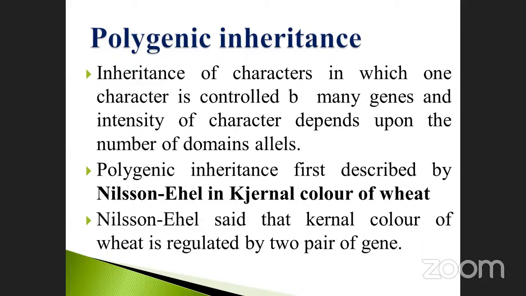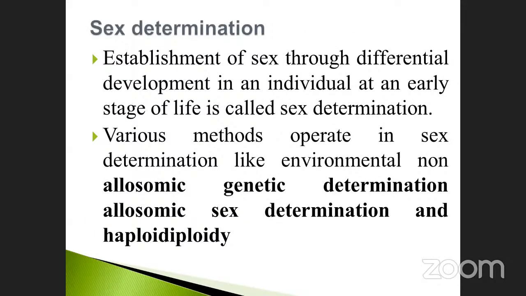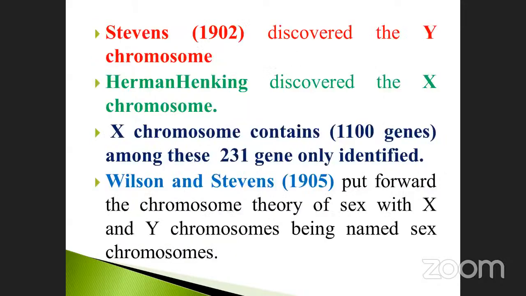Good evening, all my dear students. In the last class, we discussed polygenic inheritance. This was introduced by Nilsson-Ehle, only one scientist. Then the next topic is sex determination, how it is determined, and what the examples are. What is determined by the X chromosome? What is determined by the Y chromosome? Who discovered them? How many genes are there? How many genes are identified? We have already discussed those things, isn't it?